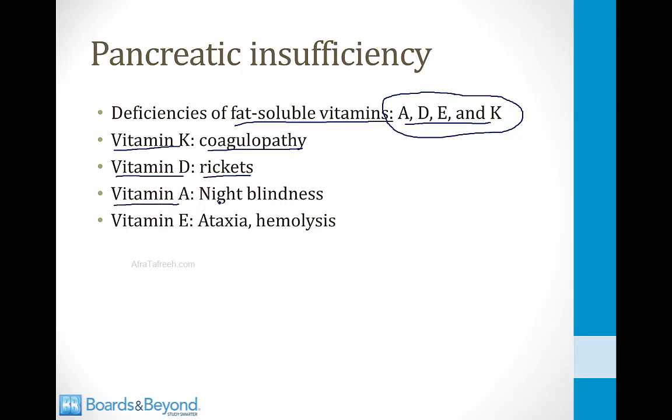Deficiency of vitamin A usually presents as night blindness. That's one of the first signs. You need vitamin A in order to be able to see properly. And vitamin E deficiency presents as ataxia and nerve problems, and also hemolysis.